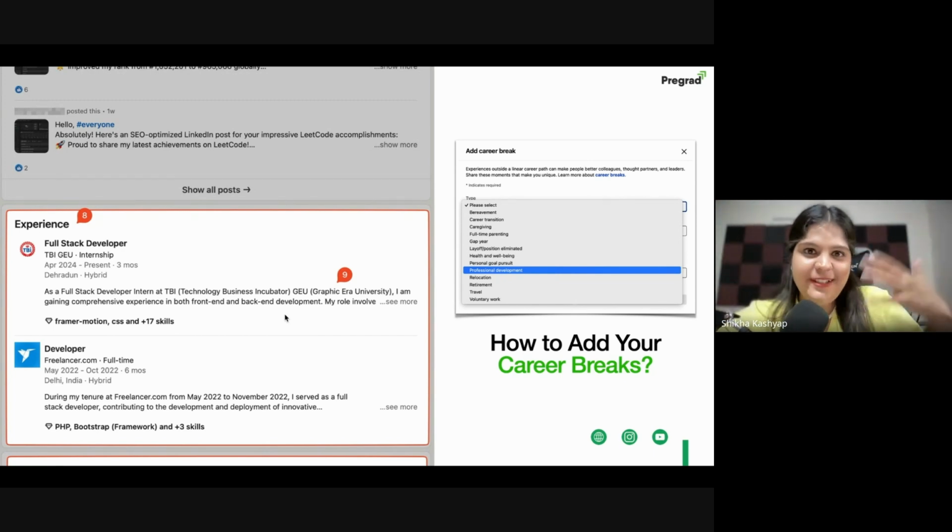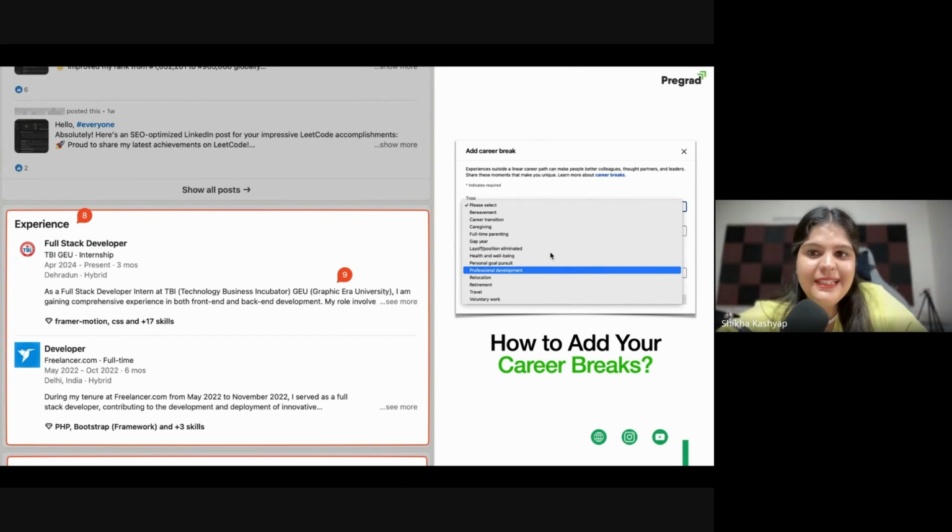Actually, I was looking at some profiles and I saw that people don't add career breaks. The point is, it's not right. If you do not add anything, then your recruiter thinks something is missing, that this person is not trustworthy, not honest. So do not give your recruiter this view that you are not honest. Rightly add your career breaks there. But how to add it?